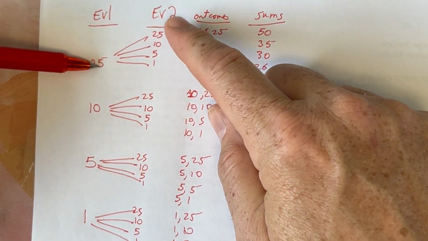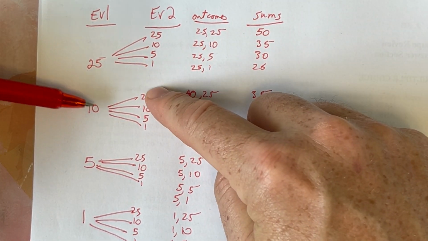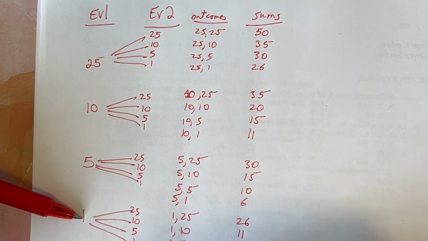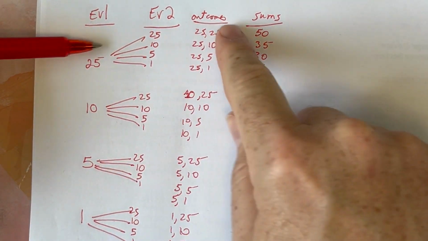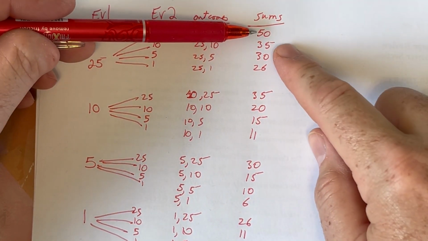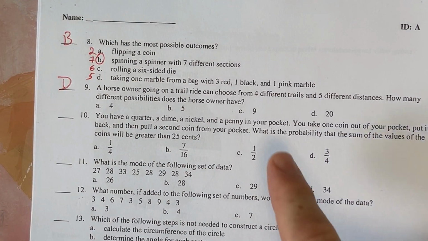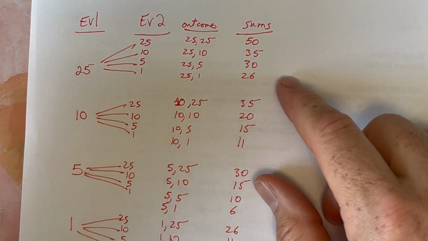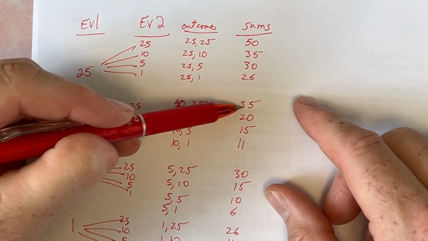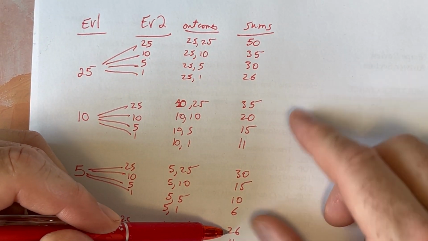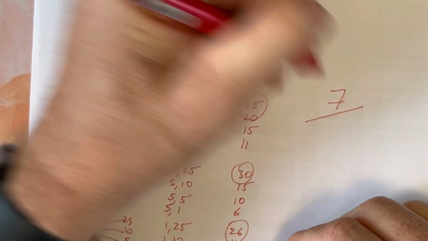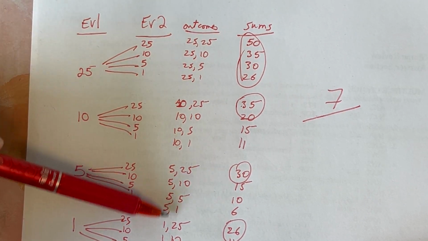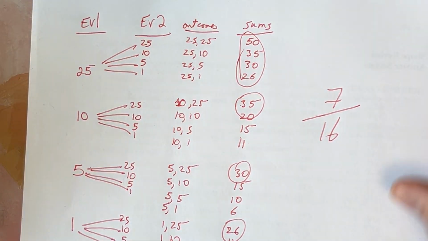So then again, you can get a 25 with all of the coins, a 10 on your first pick, and then all the coins. 5, your first pick, second pick, all the coins, or a penny, and then all this. So when you have all these combinations, and then you have the sums. So the question said, the sum of the values of the coins is greater than 25. So 1, 2, 3, 4, 5, 6, 7. Okay, so then you have 7 out of how many total are there? Well, there's 4, 4, 4, and 4. There's 16. 7 out of 16. D.